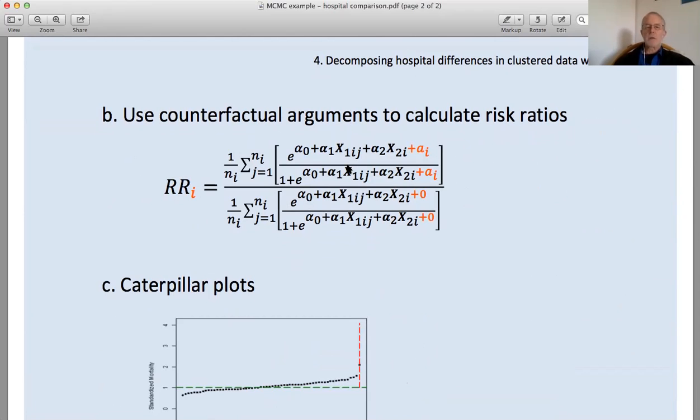Look at how complicated it is. It's got alphas, it's got estimated random effects, it's got covariate values in there, it's got a sum, it's got a nonlinear function, it's got a divide. Okay, you're not going to be able to use the delta method or any other analytic method to get intervals for that. How would you do that with MCMC?